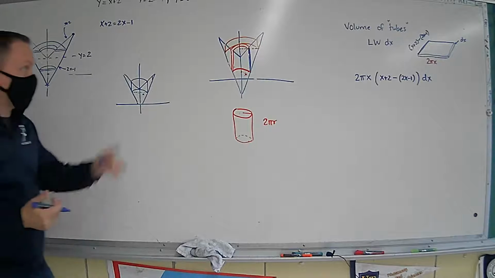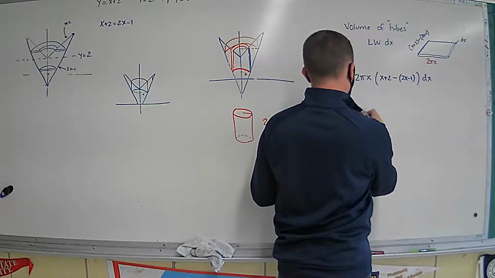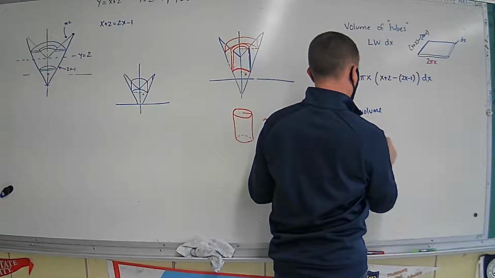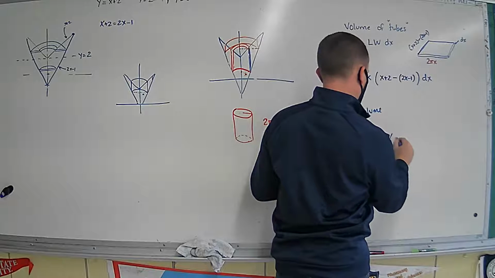So now that's the volume of one tube. What's the total volume? Well, we would just add up all of these tubes that were nesting inside of each other, basically.